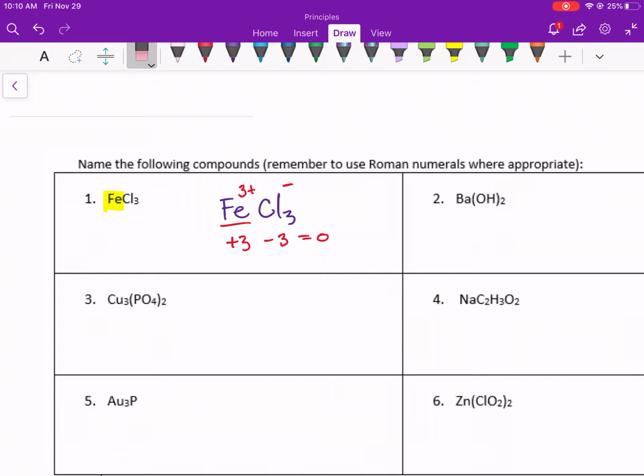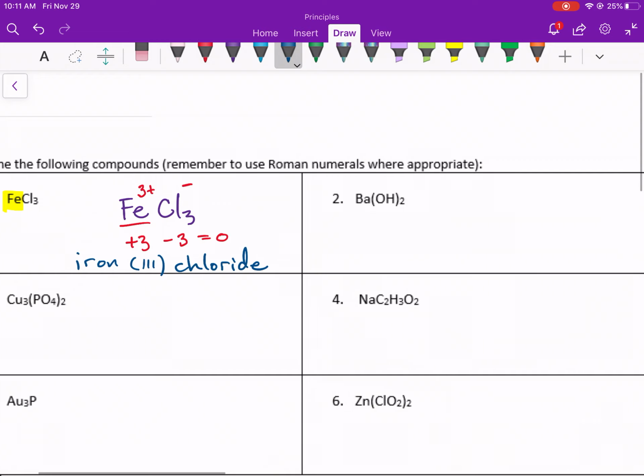Okay, you should have said that this would be called iron 3, the Roman numeral, chloride. Okay, and just like always, don't forget the "ide" ending. Anytime you have a nonmetal element from the periodic table, we always want to give it that "ide" ending. Okay, let's look at another example, BaOH2.